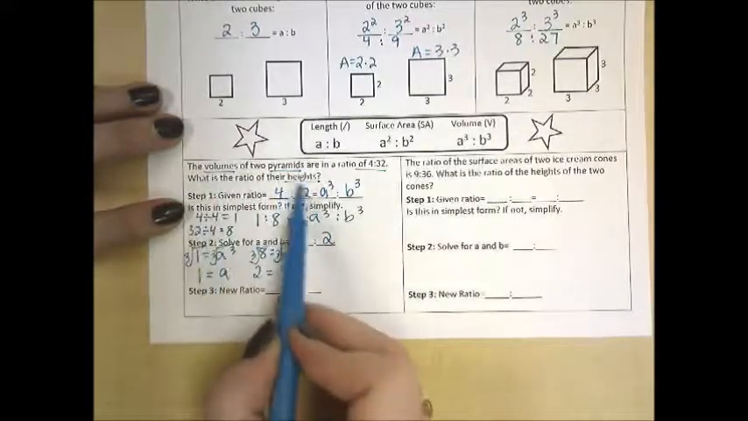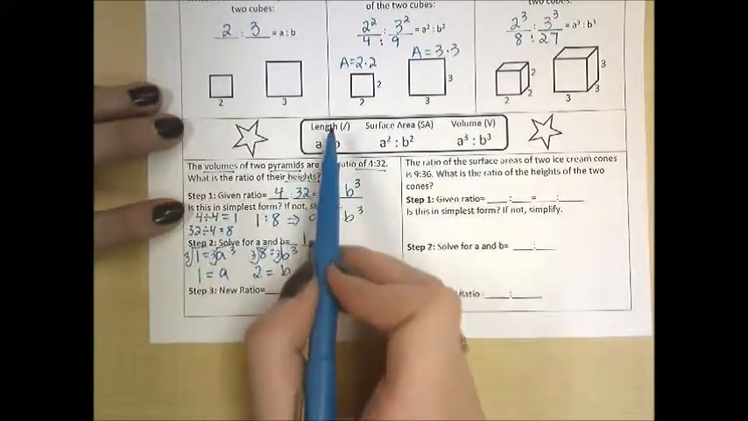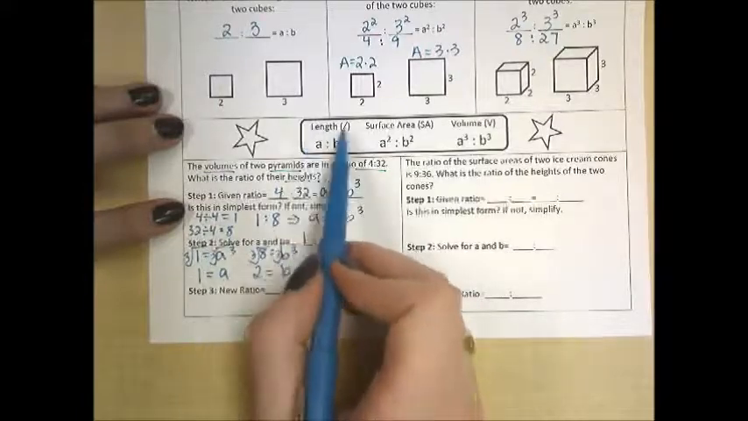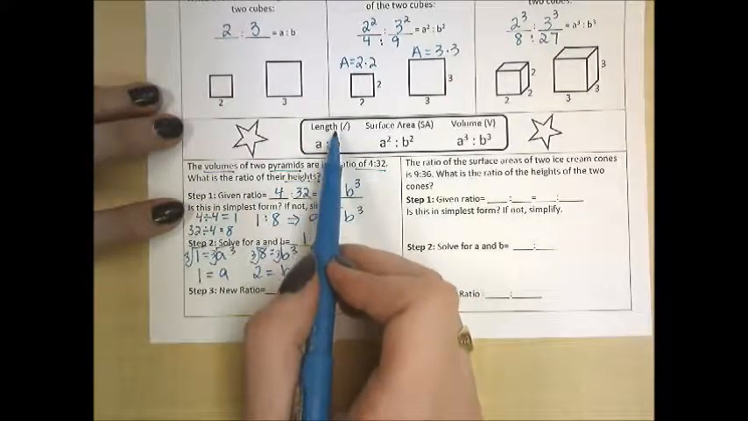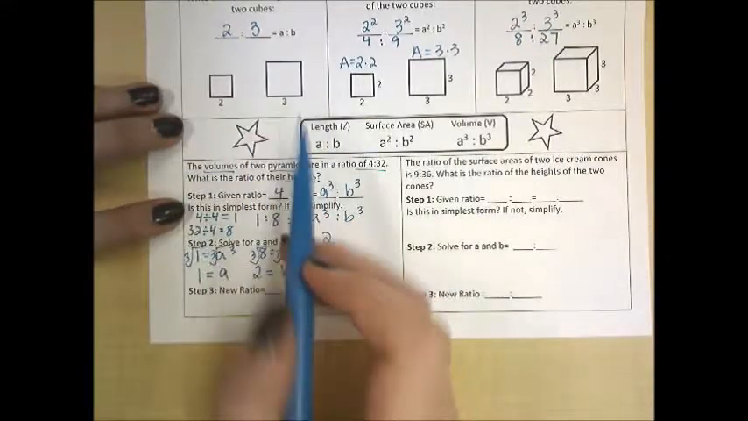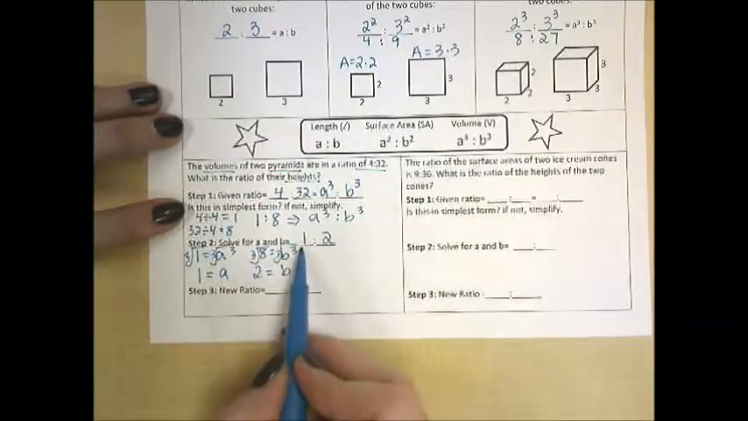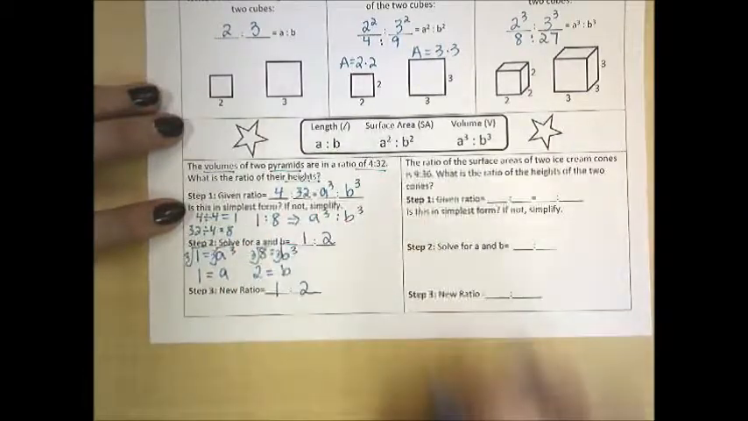Lastly, I'm asked for the ratio of their heights. Well, height is going to be a length. So length might not always literally be length. It could be height, width, length, side, anything that is just one part of the shape. So A to B is what I'm looking for, and that's what I found. So I've got it, 1 to 2.